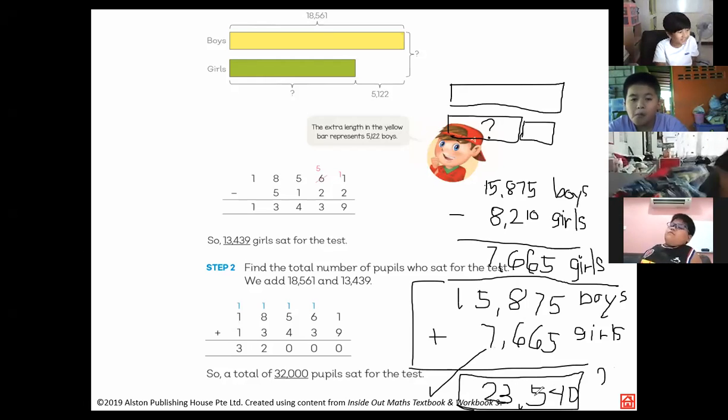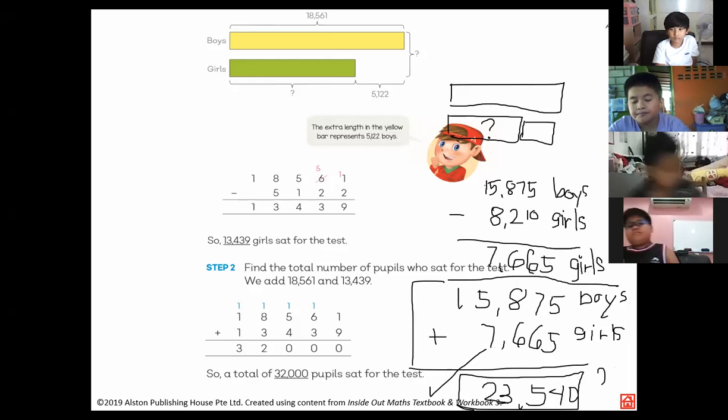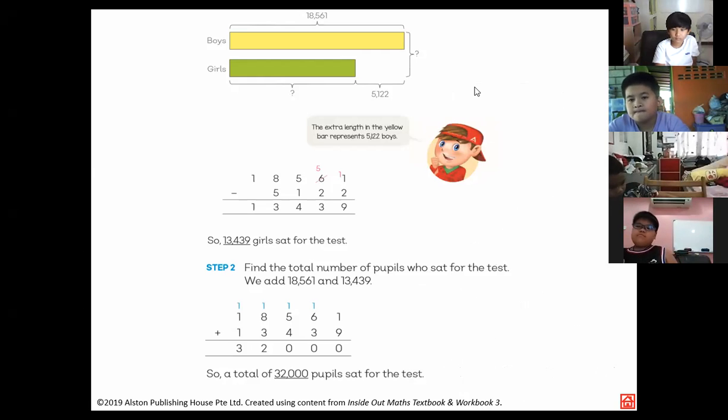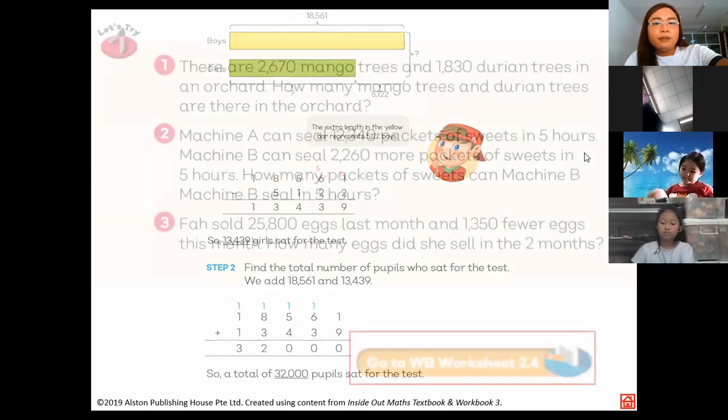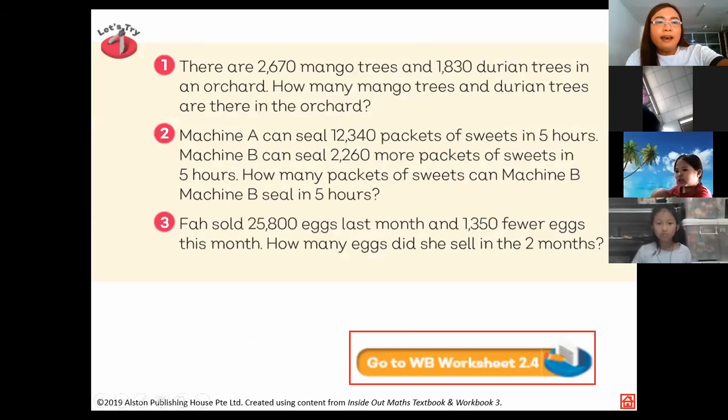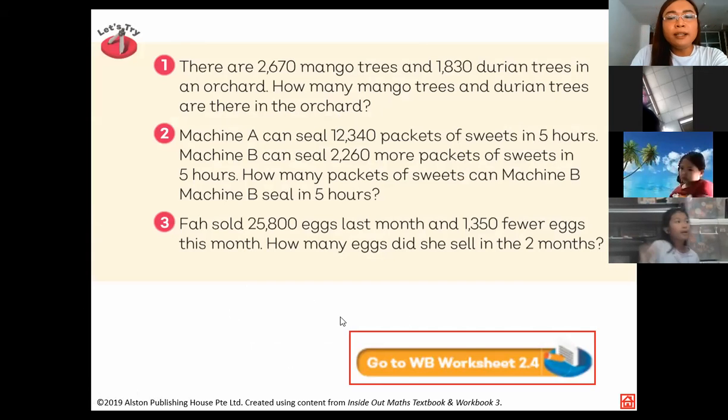Okay, so there are 23,540 students or pupils overall. All right. Okay, do you understand, class? Yes, I do. Okay. Now let's try to answer this exercise. We have 1, 2, 3, and 4. Okay, number one. Panpan, can you read number one?